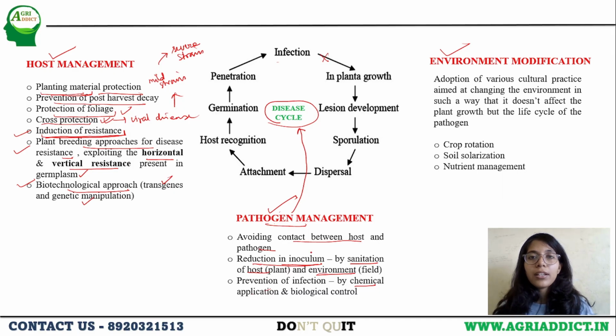That is, we need to apply various chemicals like the fungicides and the use of the biocontrol agents. The environment modification is also necessary, and we need to modify environment in such a way that it does not affect the plant growth, but it affects the life cycle of the pathogen. That is, it disrupts this infection chain. It can be done by crop rotation, soil solarization, and nutrient management. That is the control application of various nutrients like NPK, nitrogen, phosphorus, and potash. The control application and their proper dose can help in the prevention of the occurrence of the disease.